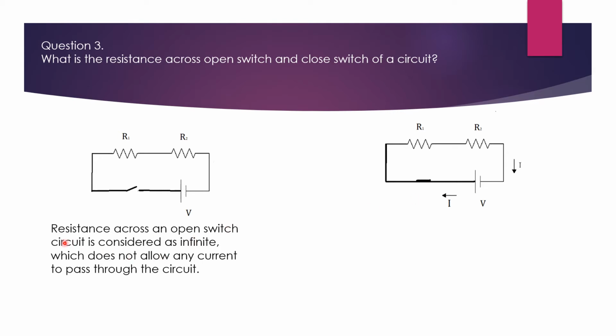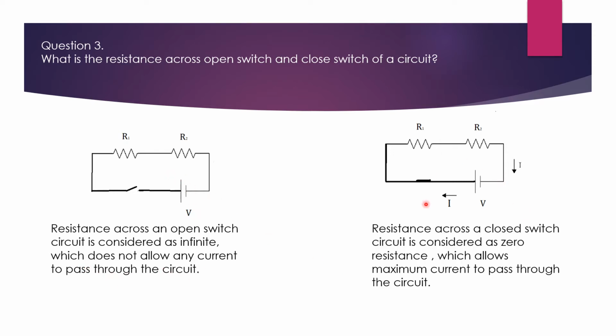Now, resistance across an open switch circuit is considered as infinite. The resistance is infinite, which does not allow any current to pass through the circuit. Whereas resistance across a closed switch is considered as zero resistance, which allows maximum current to pass through. Since there is no resistance through the switch, maximum current will pass through the circuit.